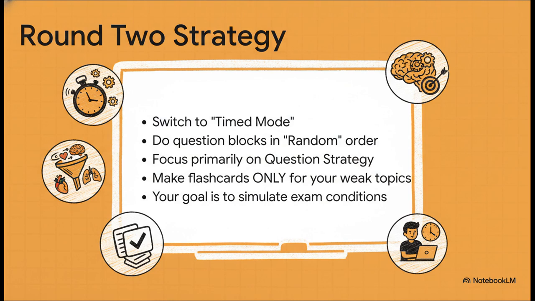So to build that skill, you've got to change your whole approach. You flip on timed mode because you need to get fast. You do random blocks because the real test isn't going to give you 40 cardio questions in a row. Your main focus is no longer on what's the fact, but how do I figure this out? And now is when you make flashcards, but only for the concepts you consistently get wrong. The goal is simple. Make it feel exactly like exam day.